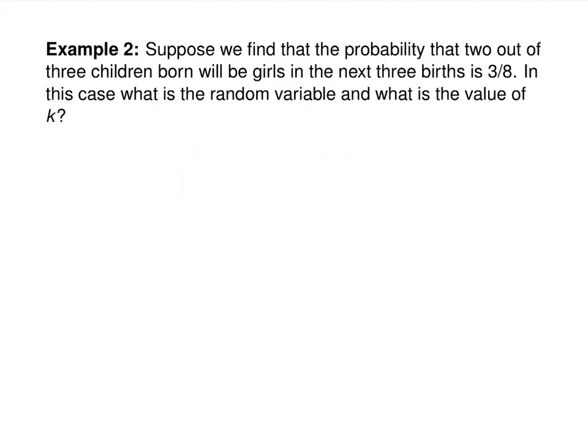All right, suppose we find the probability that 2 out of 3 children born will be girls, in the next 3 births, is 3/8. In this case, what is the random variable and what is the value of k? So it seems like we're counting the number of girls in 3 births. So that's our random variable x. So x is equal to the number of girls in the next 3 births.